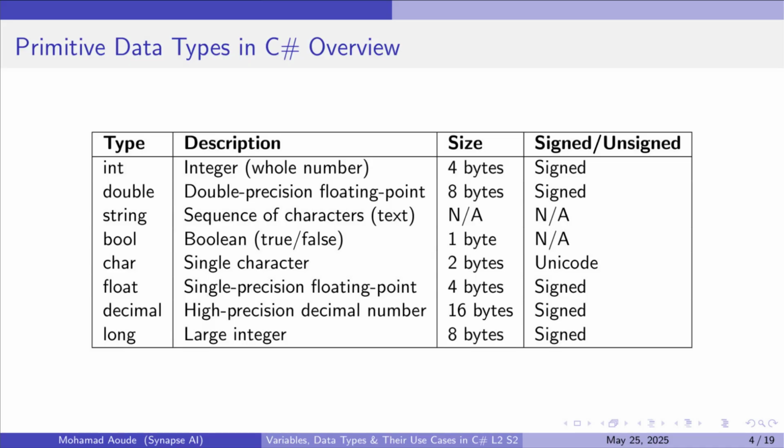C# offers several primitive data types, each optimized for different scenarios. We have integer types for whole numbers, single and double precision floats for decimals, a high precision decimal for money, text strings, Boolean flags, and single characters. There's even a large integer type for very big counts. Picking the right type ensures your program runs both correctly and efficiently.